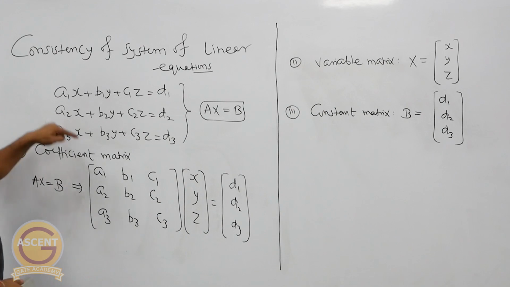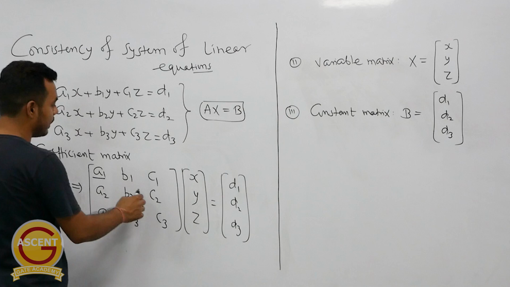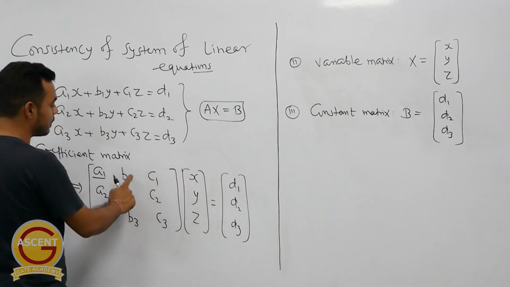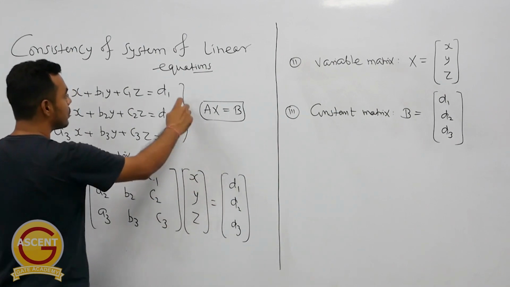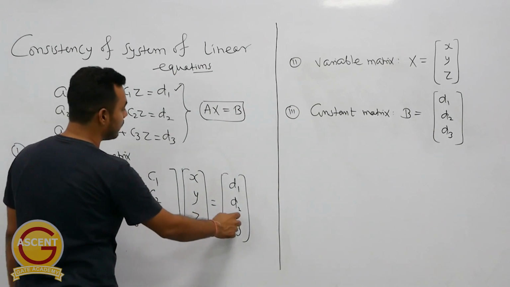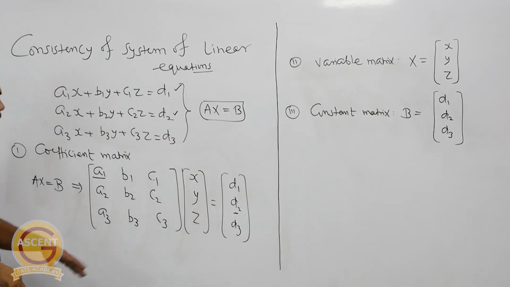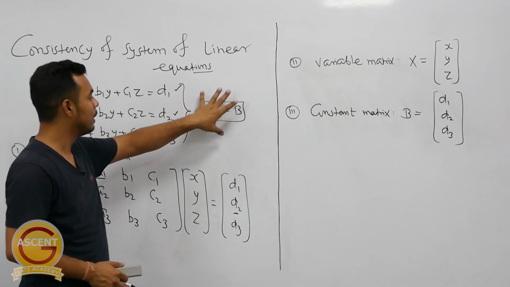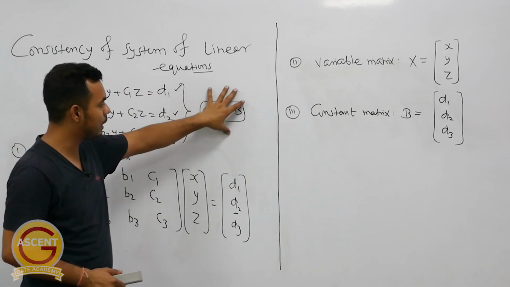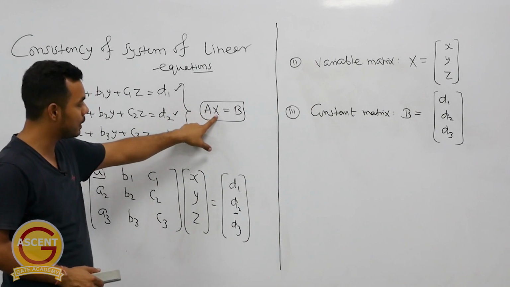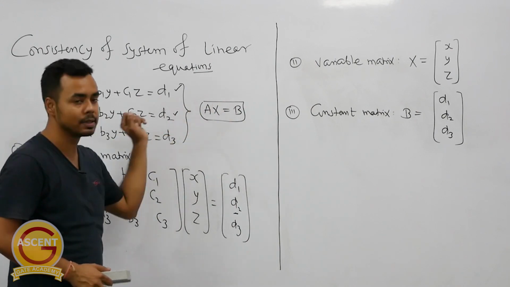Now you can see that you can get all these three equations from this matrix equation itself. For example, if I equate the element in first row, I will get a1x plus b1y plus c1z equals d1. So this is your first equation. Then a2x plus b2y plus c2z equals d2, the second equation, and similarly you will get the third equation also. So instead of writing the equations in this form, we can write this system in matrix form as AX equals B. A is the coefficient matrix, X is the variable matrix, B is the constant matrix.